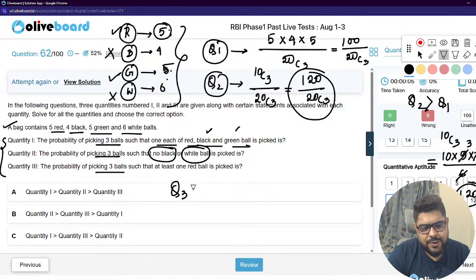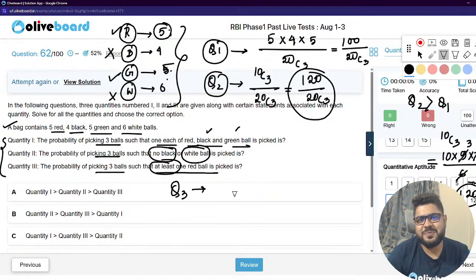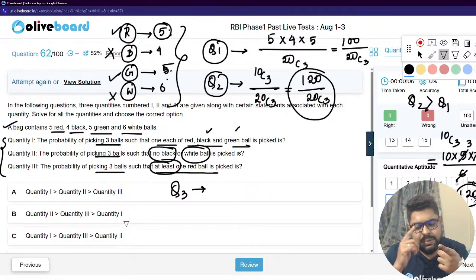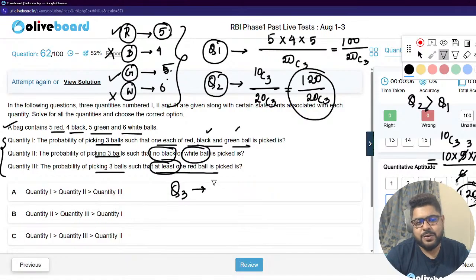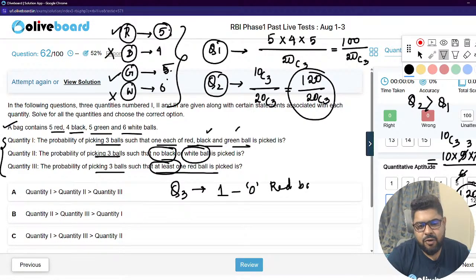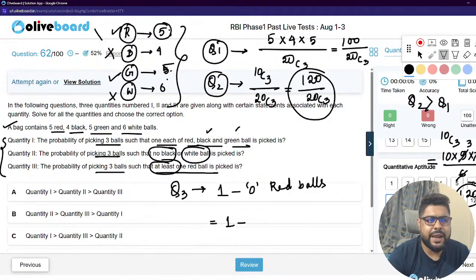So Q3 क्या होगा सर? At least one red ball. ये at least word will create a lot of issue. Remember sir, in these situations what to do? At least one red ball means one red ball plus 2 red balls plus 3 plus 4 plus 5. So we don't do that. We do 1, that is the total probability, minus 0 red balls. Always go negative.